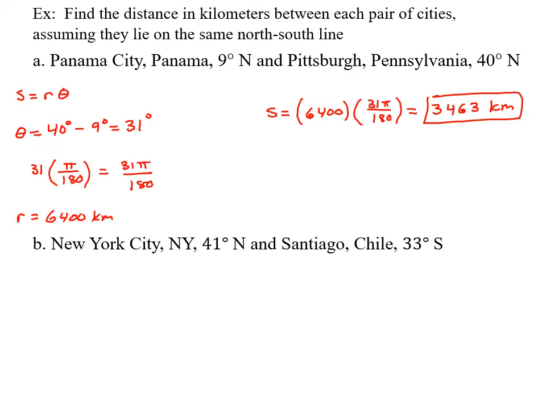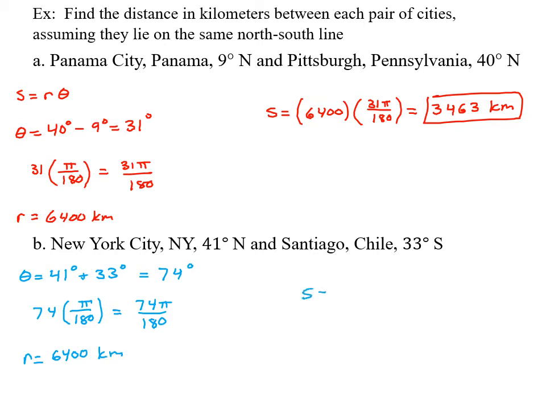Now on the next one, it says between New York at 41 degrees north and Santiago, Chile at 33 degrees south. In differing hemispheres, one north and one south, I have to add my angles together. So I have to do 41 degrees plus 33 degrees to get 74 degrees. Again, change that over to radians. And this one does simplify. 74 is even, so you can simplify it. But I'm not actually going to worry about it because I'm going to type the whole thing in the calculator anyway. My radius is still 6,400, just like it was on the last one.